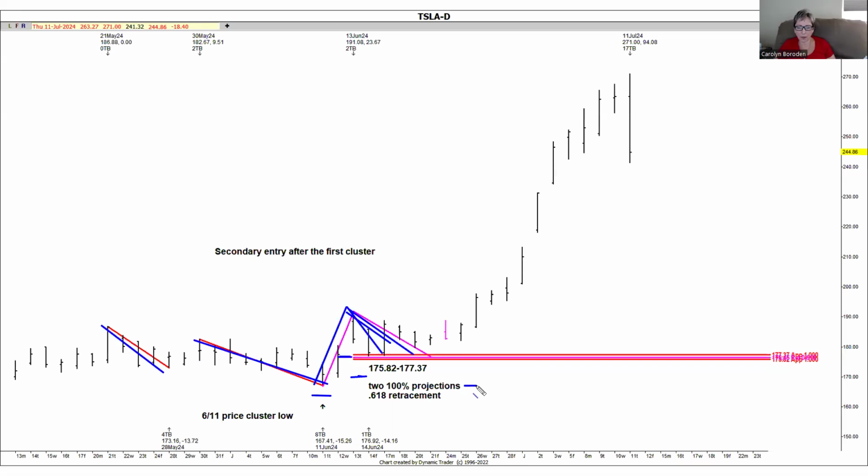So we had two 100% projections and a 618 retracement. Came in at 175.82 to 177.37. The actual low was 176.92, which is directly within that zone. And again, it hit, it held, and it triggered. So a lot of times, if you miss the initial entry, we can always find secondary entries either on the daily chart or an intraday chart. And a lot of times we will use a 30-minute chart for that.